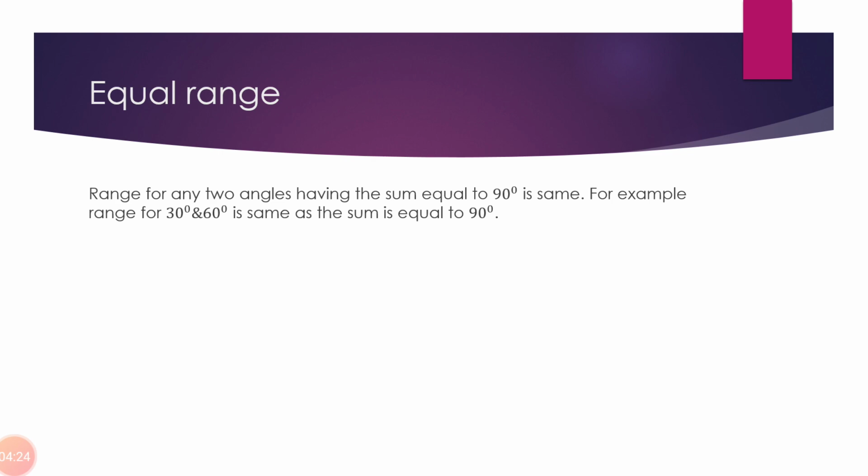Now, there can exist any two angles for which the range of the projectile will be the same, provided that the sum of these two angles is equal to 90 degrees. For example, consider two angles, 30 degrees and 60 degrees. The range that a projectile can attain at 30 degrees is equal to the range that it can attain at 60 degrees, and the sum of both the angles is equal to 90 degrees.